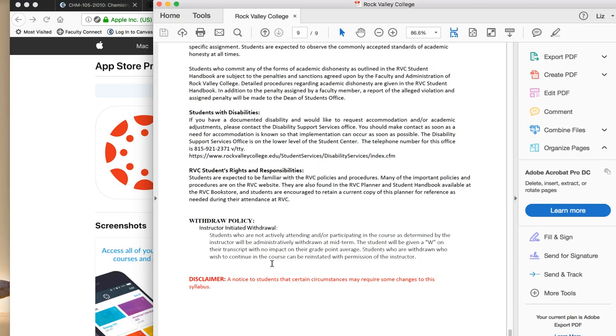I opt for the instructor-initiated withdrawal policy, which means if you are not actively attending or participating in a course, if you are gone for 1 full week in the summer, if you miss an entire week of activity, you will be withdrawn for being inactive. It is summer, it's only 8 weeks, so you need to be doing the work.